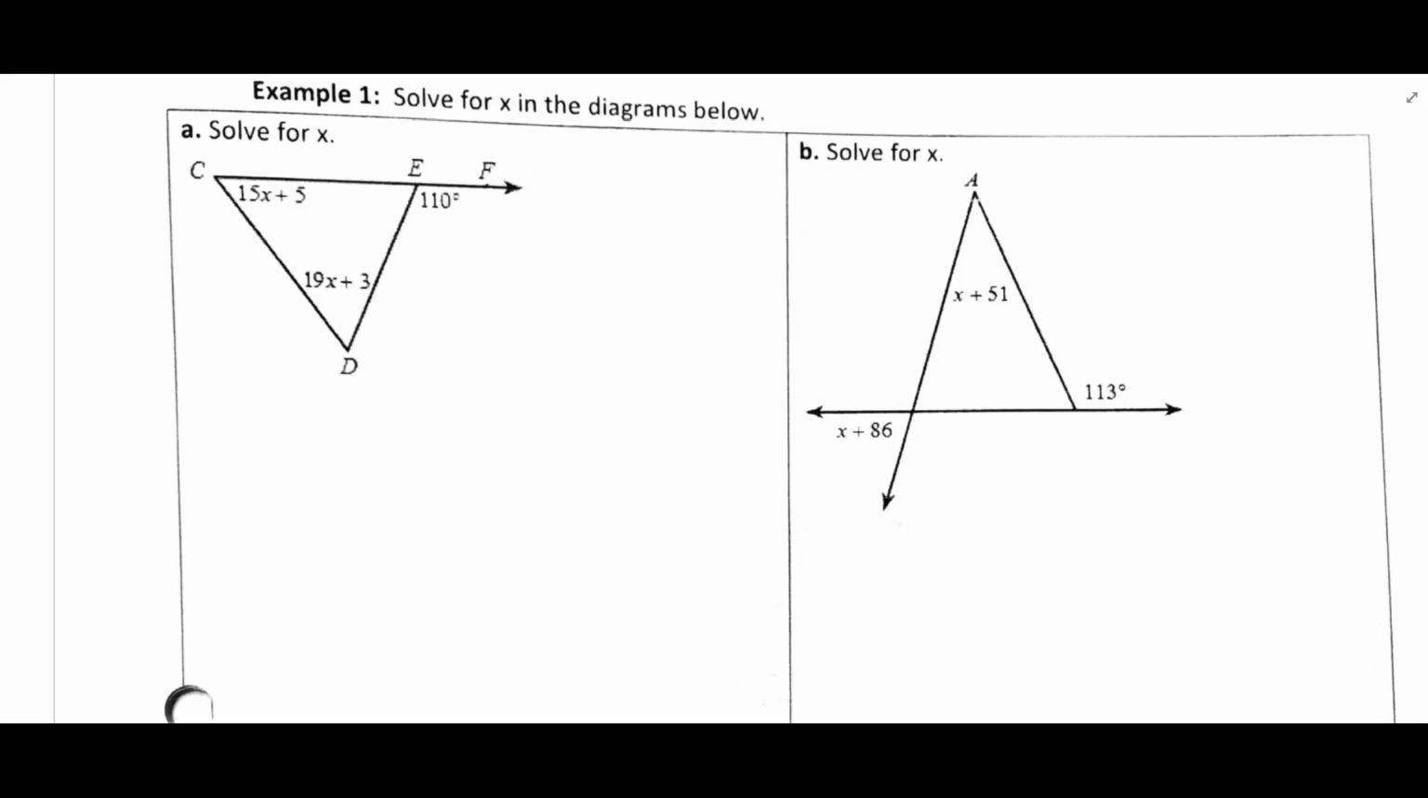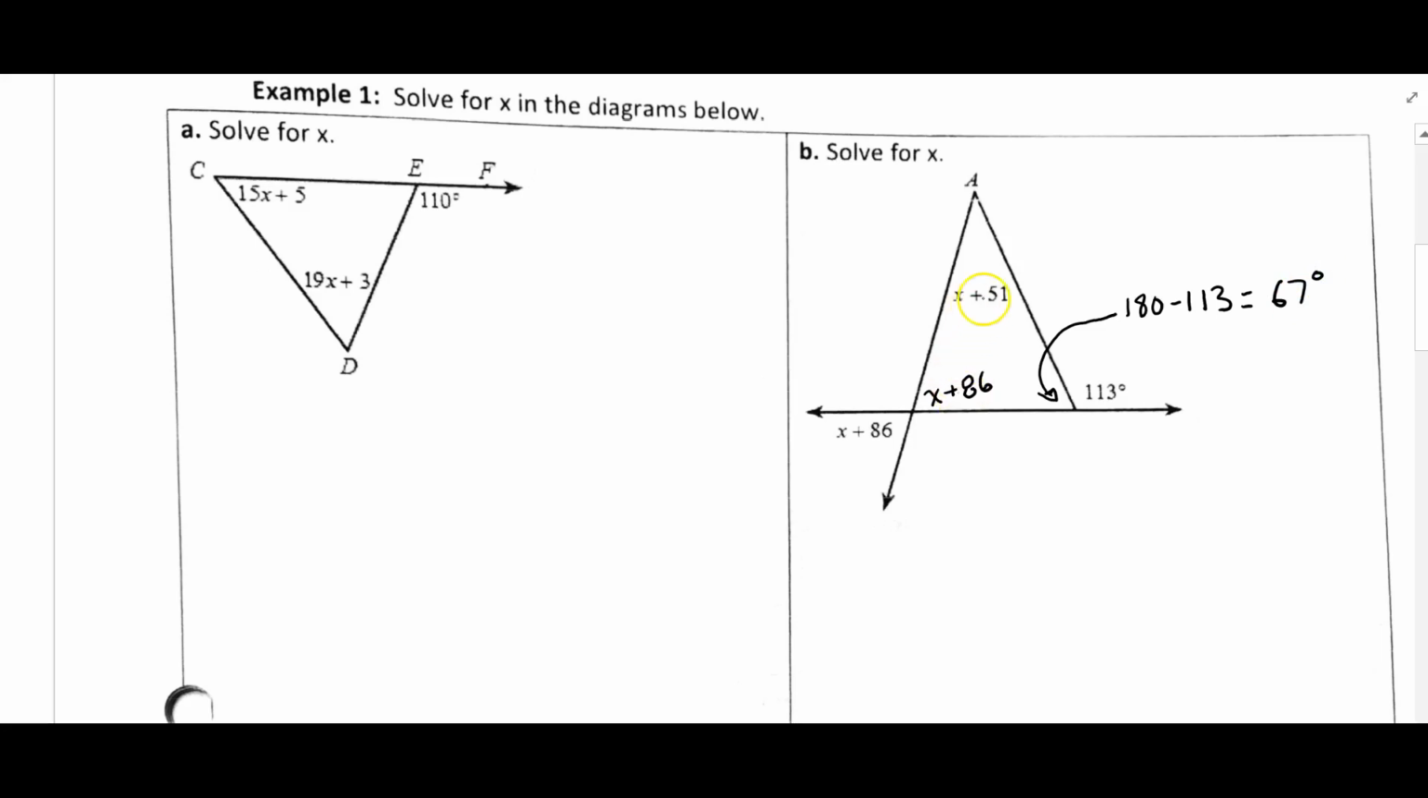So let's take a look at what we have. Let's look first at the x plus 86. Again, I mentioned these are vertical angles, so that means that this angle in here also has to be x plus 86. We like vertical angles because we know they're congruent. And this exterior angle, we like those because they form a linear pair with the angle inside the triangle, the interior angle. So this angle here has to form a linear pair with 113. So it's going to be 180 minus 113. And that should give us 67 degrees.